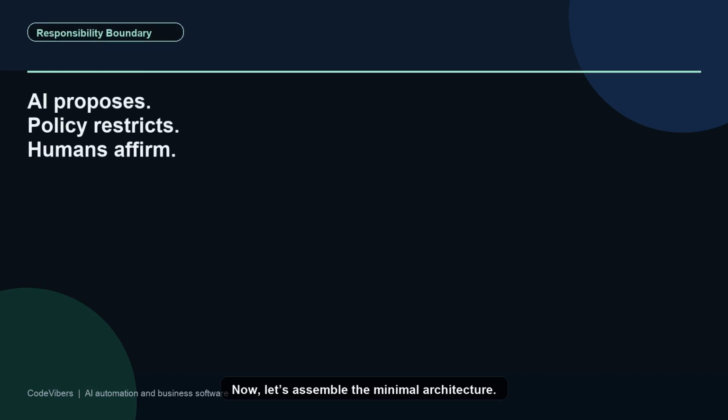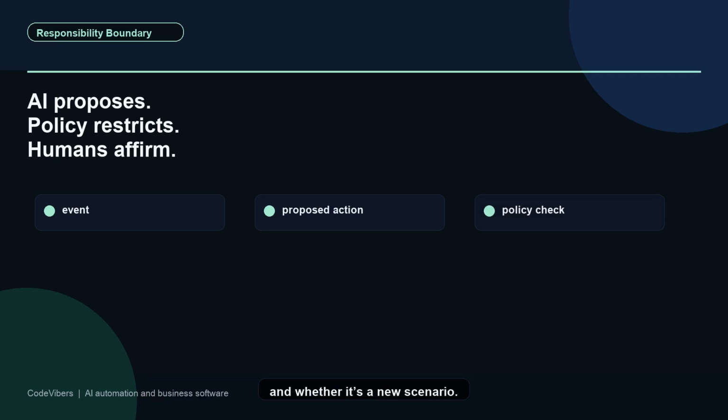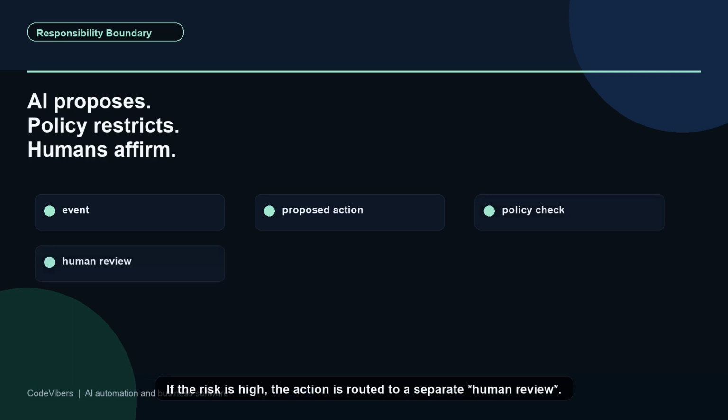Now let's assemble the minimal architecture. An event triggers the process. AI prepares a proposed action, for example, changing a status, sending an email, or requesting a refund. The policy check assesses risk, amount, customer type, personal data, and whether it's a new scenario. If the risk is high, the action is routed to a separate human review.